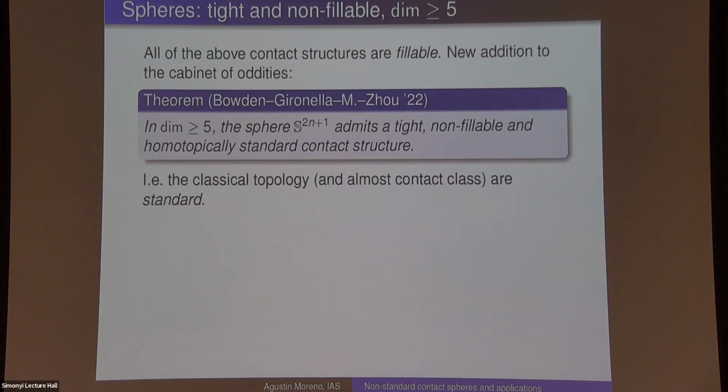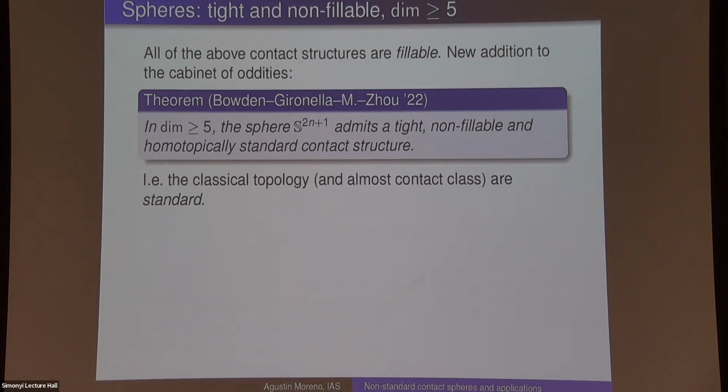So the first theorem that I want to present to you today is, let's say, an addition to the cabinet of oddities. So some surprising contact structures on the sphere. So the first thing to mention is that all of the above contact structures that I mentioned before are fillable. So the boundary of some symplectic manifold.